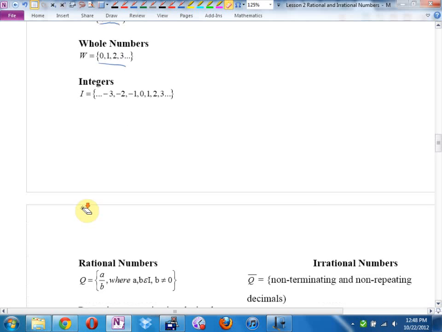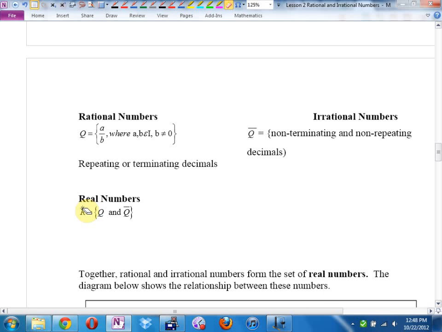Then we have rational numbers. What's the symbol for rational? Unfortunately, R is taken for reals. We can't use R for rationals because real numbers are so important. So instead we use the letter Q. Why Q?